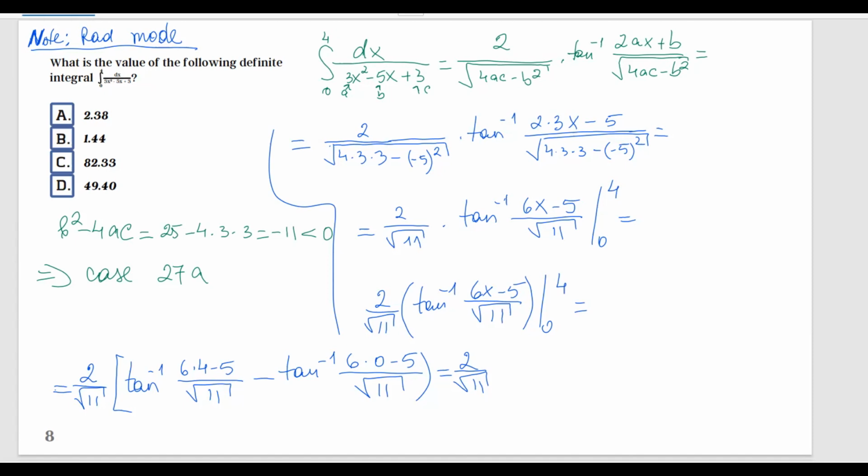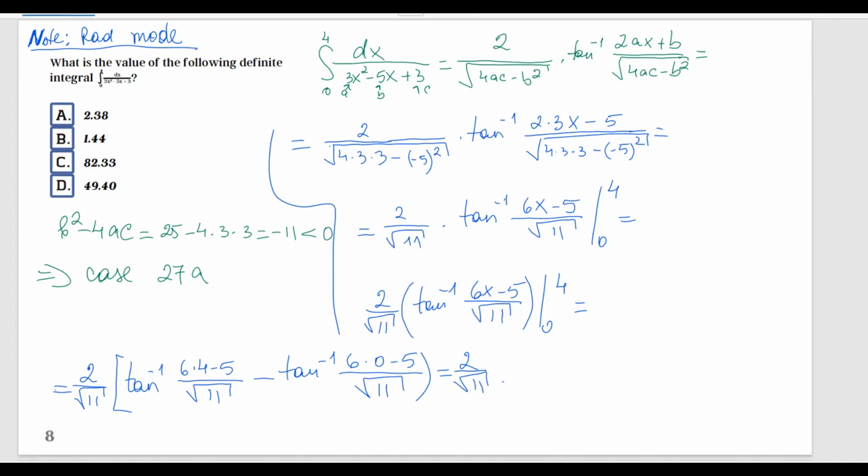So 24 minus 5, 19. Square root of 11, divided. And then I do arctangent of this. So I get 1.397. Let's say 1.398. Okay, and then the next arctangent is minus 5. So I'll do minus 5 divided by square root of 11 divided, and then I'll do arctangent of that. So I get a negative value.